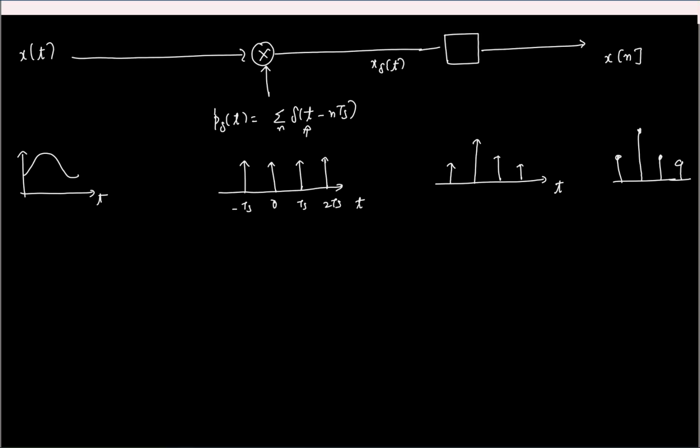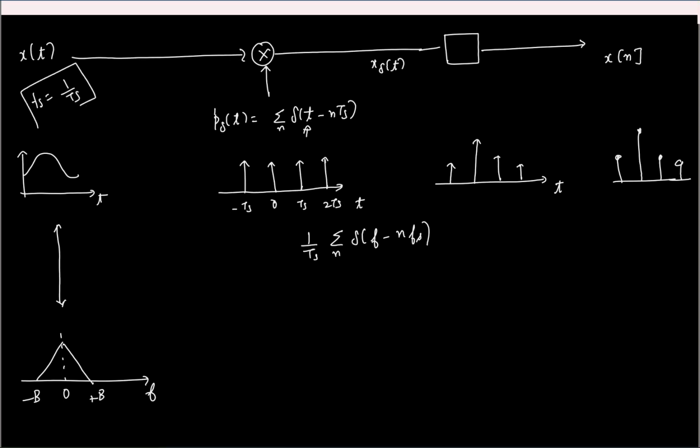So let's now look at the spectrum. Let's say the continuous time Fourier transform of this is something like this, from minus B to plus B, this is 0. What is the Fourier transform of a periodic train of impulses? It's again a periodic train of impulses, right? And it's scaled by 1 by Ts. I'll not go into the details, you can work it out. It's at n times Fs, where Fs is 1 over Ts, okay? Fine. So if I plot the spectrum, it will again be a train of impulses like this. I'll just mark a couple of them.